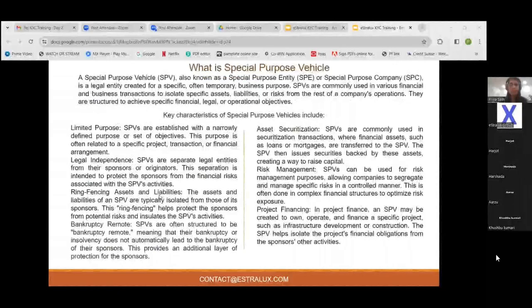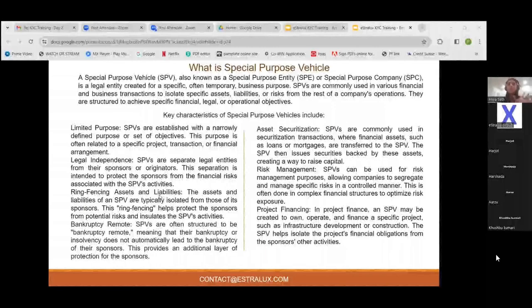Okay, now we go to special purpose vehicle. Okay, SPVs. Again, I've encountered this entity type less compared to others, but it does come in. So we're going to do this. What is a special purpose vehicle?